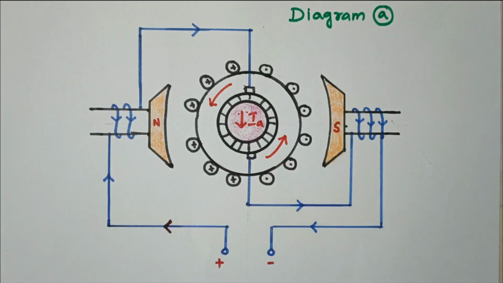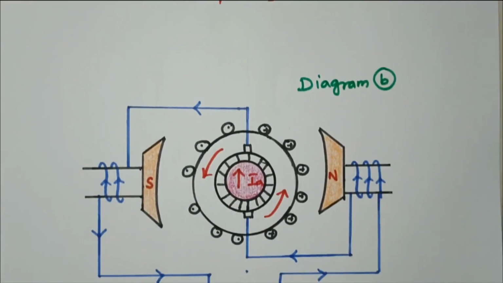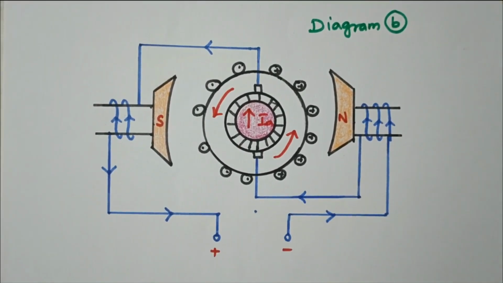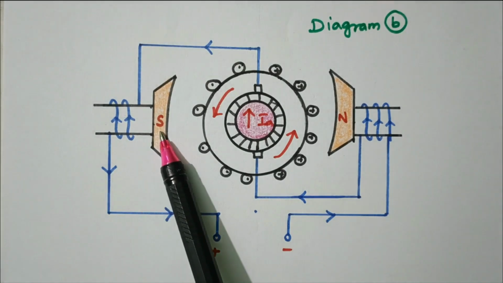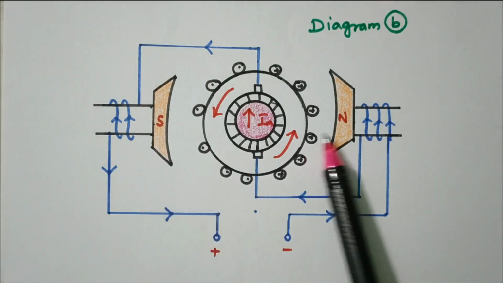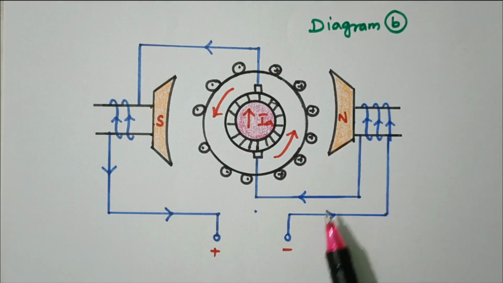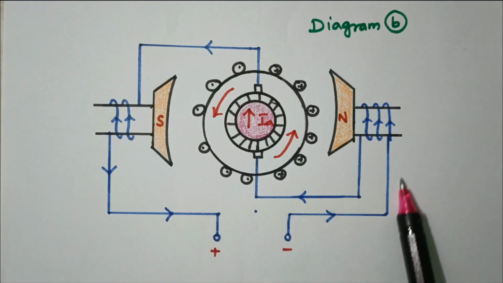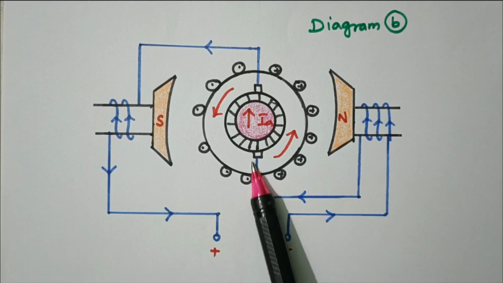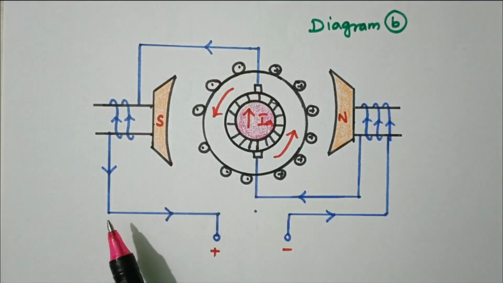Similarly, during the negative half cycle, what will happen? We'll see diagram B. Diagram B refers to the negative half cycle. Now the left hand side S pole is created, the right hand side N pole is created. Current is flowing in the reverse direction, from right to left. Current starts flowing from N pole, then armature, then to the S pole, just opposite of the previous diagram. So this is the current direction as well as the pole position during the positive half cycle and negative half cycle of the AC supply.